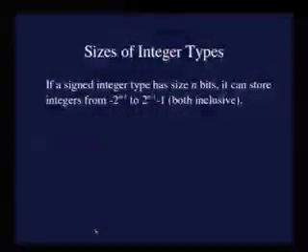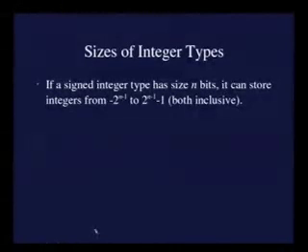So let's see what their sizes are and what the size has to do with the smallest and largest integer that can be stored in a variable of a certain type. If you have a signed integer type with size n bits, then it can store integers from minus 2 to the power n minus 1 to plus 2 to the power n minus 1 minus 1, both inclusive. We'll just state that and not really show why that is true.